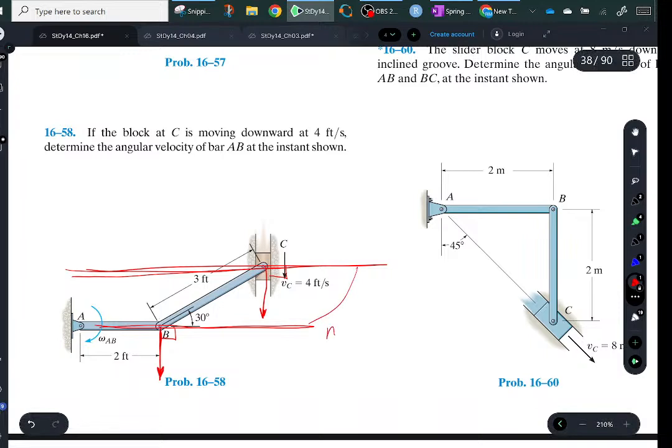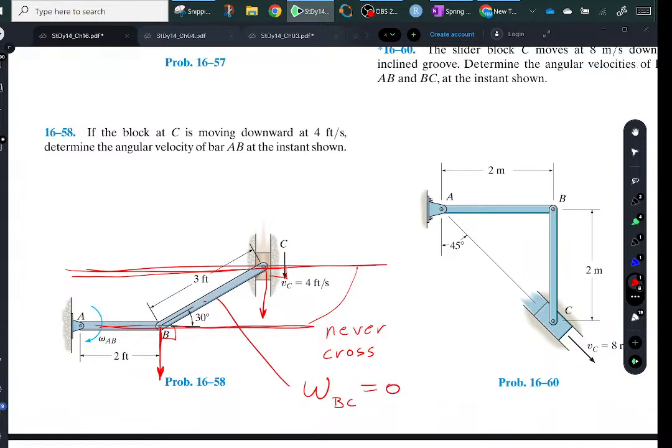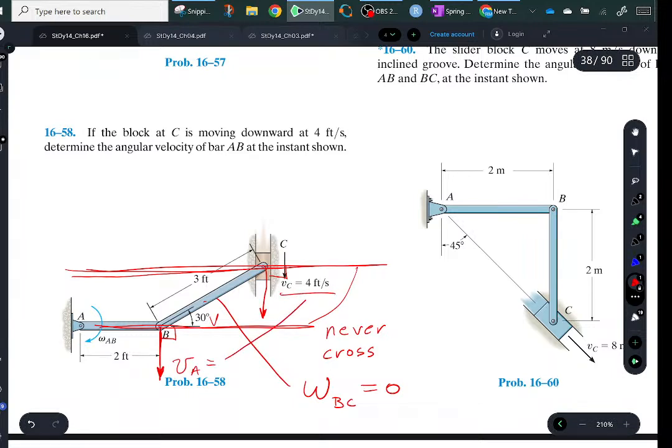So these two lines never cross. And because of that, omega of this length BC is equal to 0. It's moving only in translation down right now. So if you look at it, if you have something like that, then velocity of C is that. Guess what? Velocity of A is the same as the velocity of C. It's just 4 going straight down. Then that tells you this.